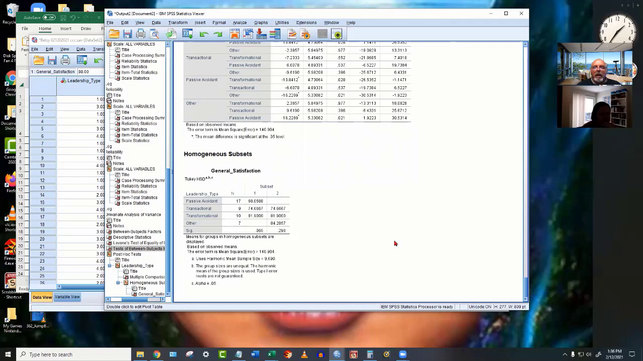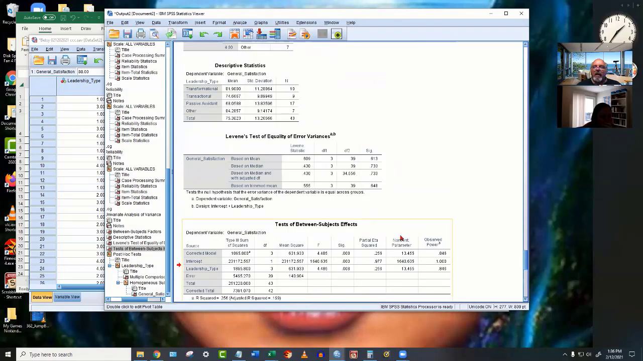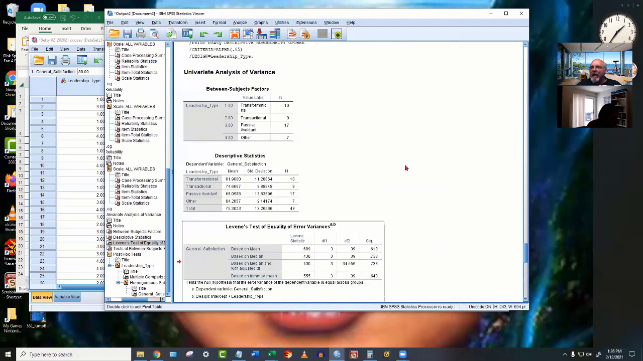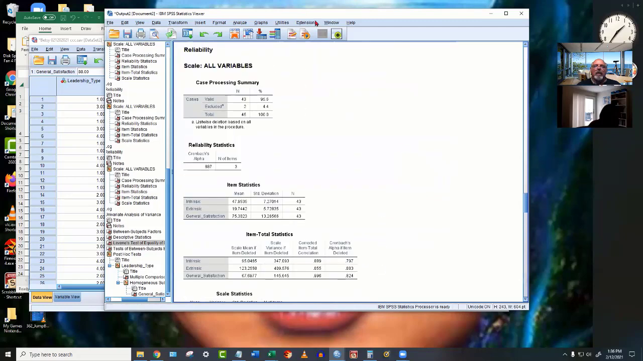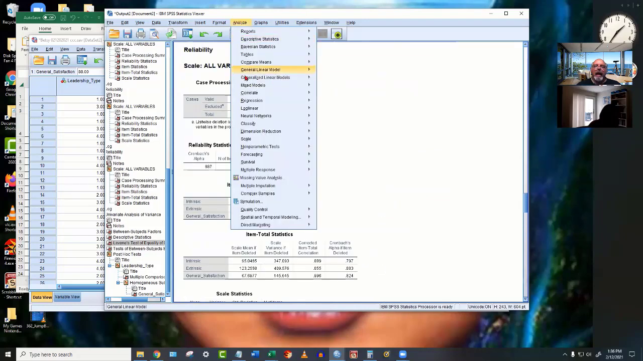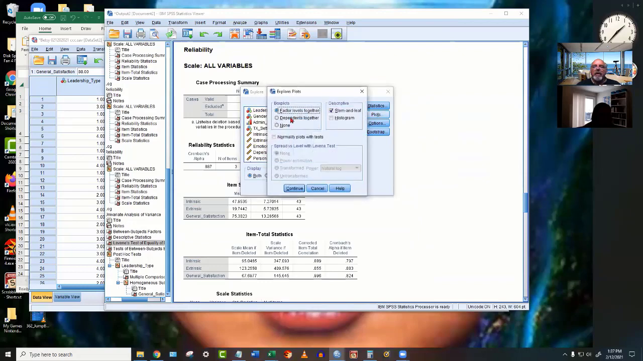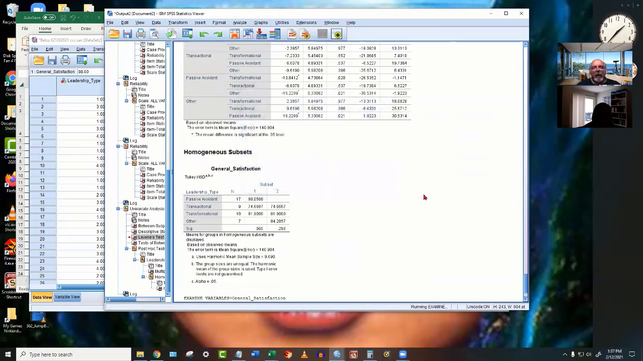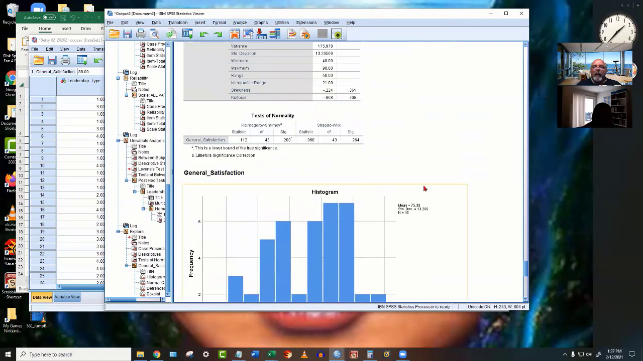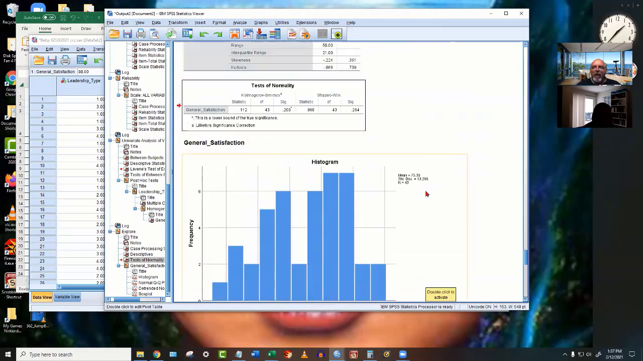Congratulations. And what's the homogeneity? Let's see about your homogeneity variance. It did not violate that assumption again. So the assumption of homogeneity variance was not violated. And we should probably check the normality right now. We will go to analyze, descriptives, explore. And the DV was general satisfaction. And we simply want that and maybe a histogram, if you please. And the data was normal enough, not perfect, but normal enough. It did not violate the assumptions. Your data didn't violate any assumption.